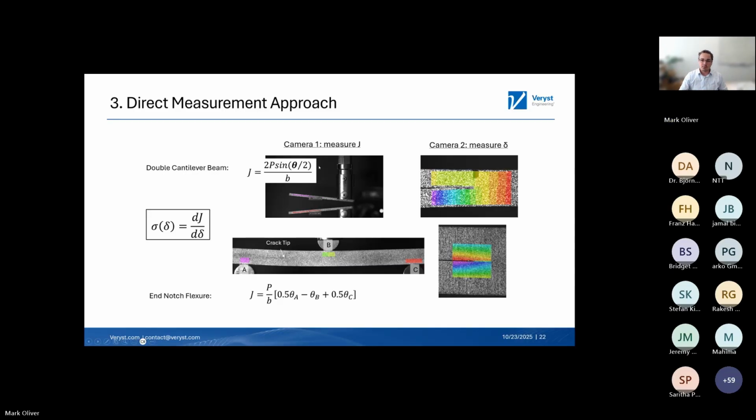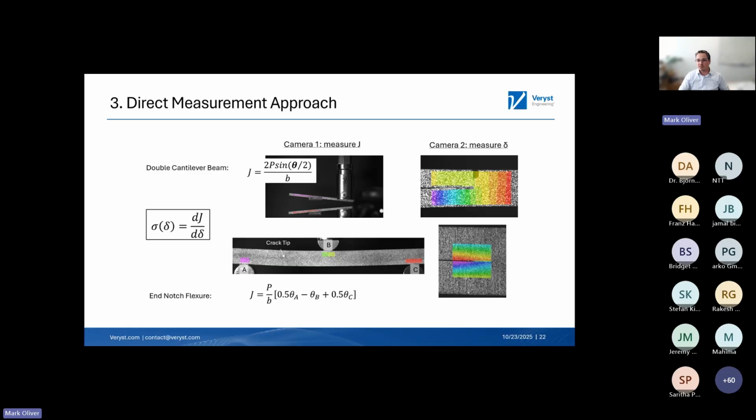If you run a double cantilever beam test, you can calculate what the value of J is at every point in time in the test, because J is just a function of the applied load that you get off the load cell and the beam opening angle theta. I don't have it marked here, but that's the angle formed between the two beams as you pull them apart. So you can measure J at every point in time, and the crack tip separation, delta, you can actually measure locally. There are different ways to do that.